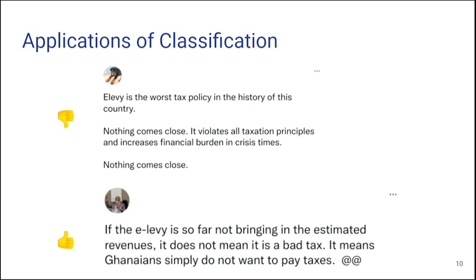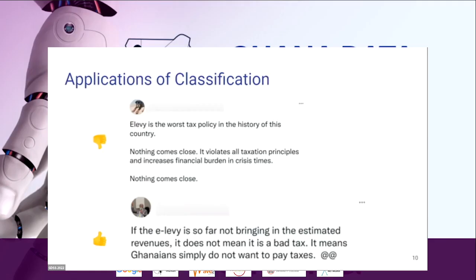But then somebody else says if the e-levy is so far not bringing in the estimated revenues, it does not mean it is a bad tax. The person is clearly in support of the e-levy, right? So here we are trying to detect from a text, is it a positive sentiment or a negative sentiment? And this could be a nice thing to do. Can we pull tweets and then detect or learn about the sentiment of the Ghanaian public on issues that are affecting the populace? So this is one nice application of that.